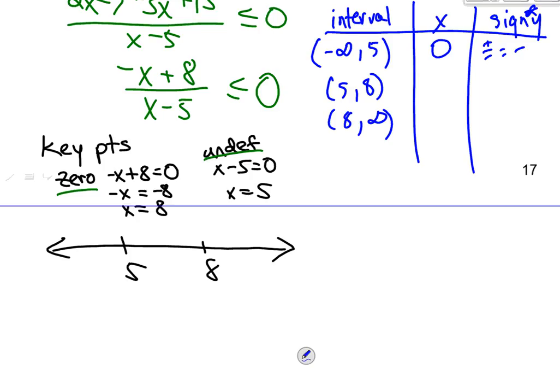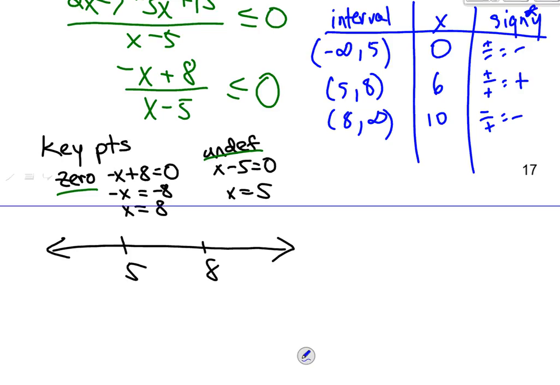Between 5 and 8, I just picked 6 for mine. And then negative 6 plus 8 is going to be positive. And 6 minus 5 is also going to be positive. So a positive over a positive is positive. 8 to infinity is my next one. I'll pick something like 10, just easy to figure out. Negative 10 plus 8 is a negative. Negative 10, or excuse me, 10 minus 5 is a positive. So that one is negative.